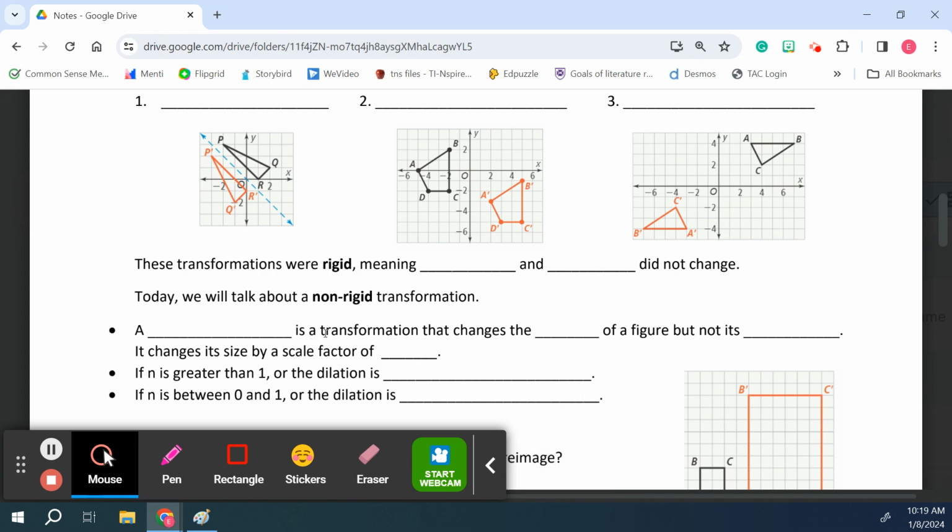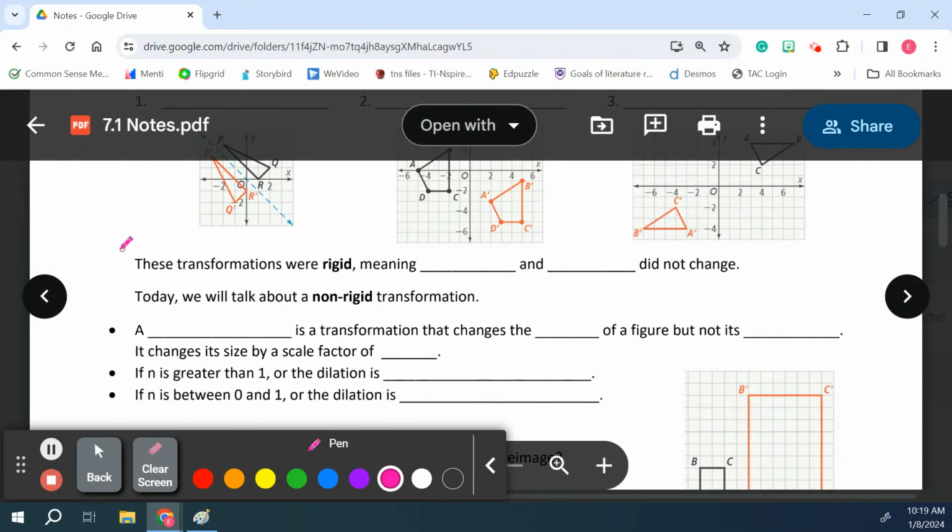So these transformations were called rigid motions, meaning the size and shape did not change. All those angles were preserved. All the sides were preserved. It just kind of moved it around, okay?